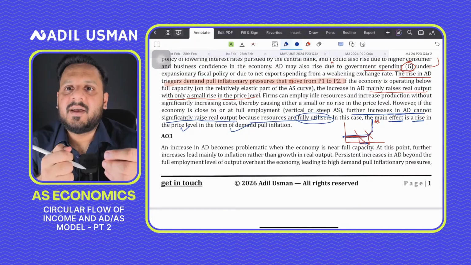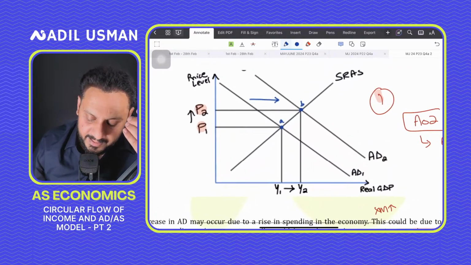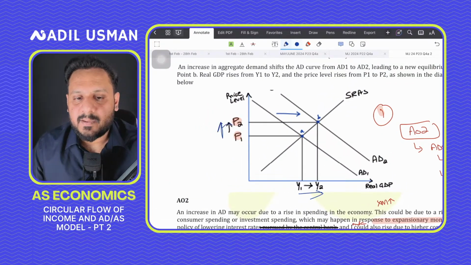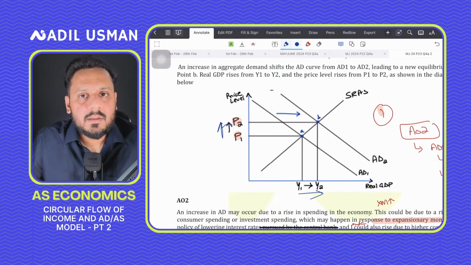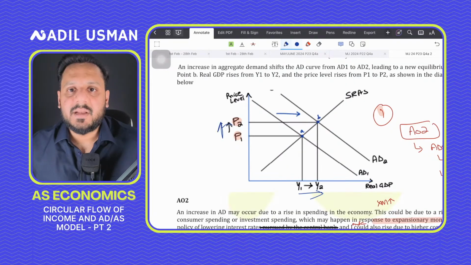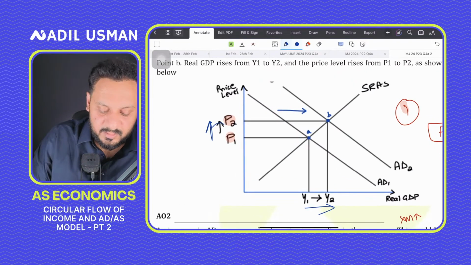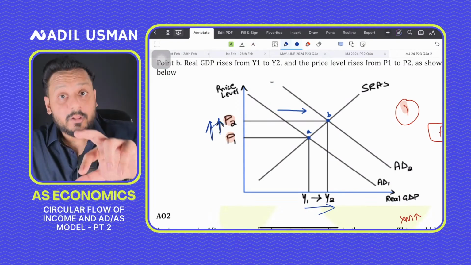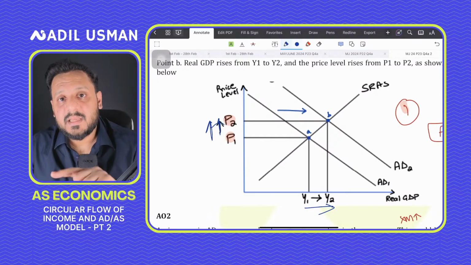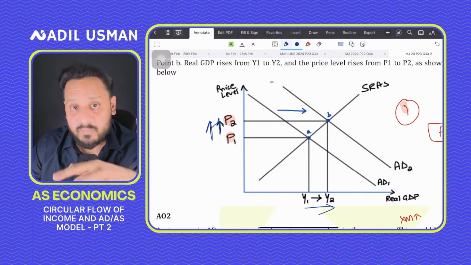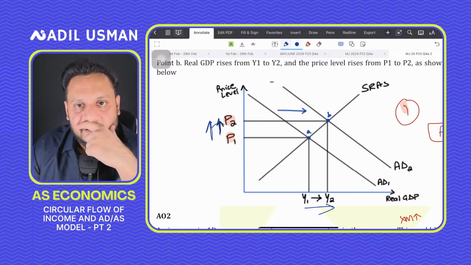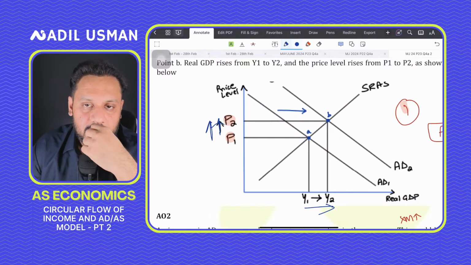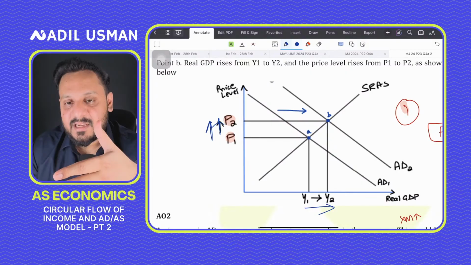Because you see, here you are saying that when AD goes up, your real GDP goes up, your price level goes up. But that's not the only effect. There could be a situation that a rise in AD causes a rise in prices, but no change in real output. Or there could also be a situation where a rise in AD causes a rise in real output without causing any rise in price level. Or maybe causing a small rise in price level. A small rise or no rise. Effect, you have to see.